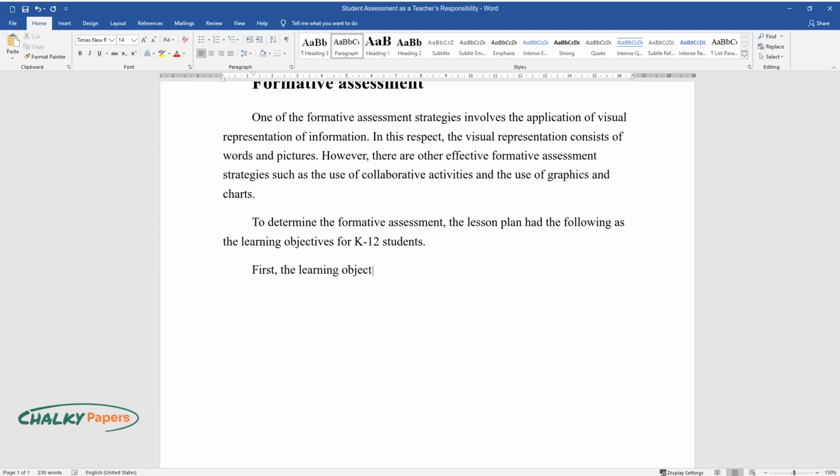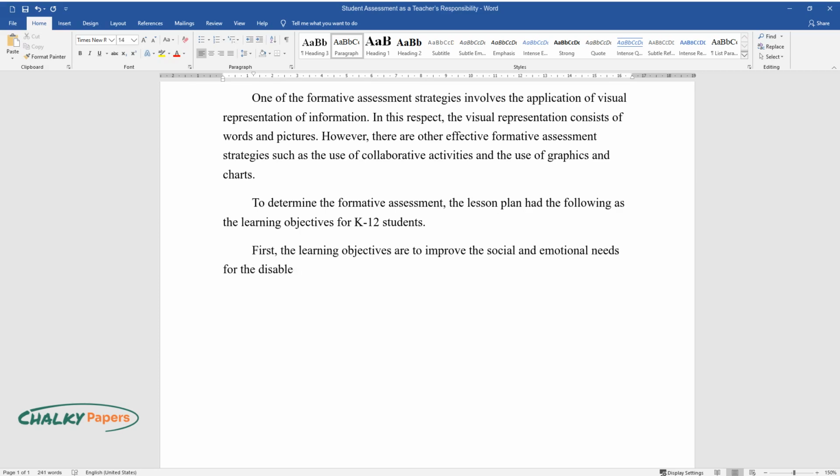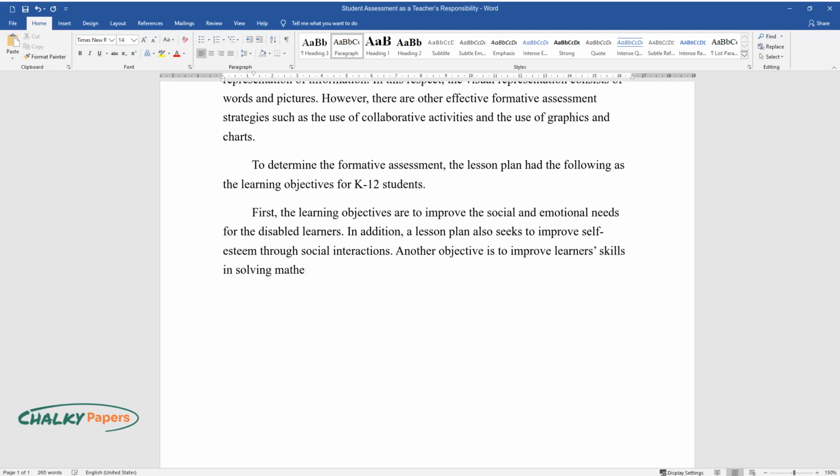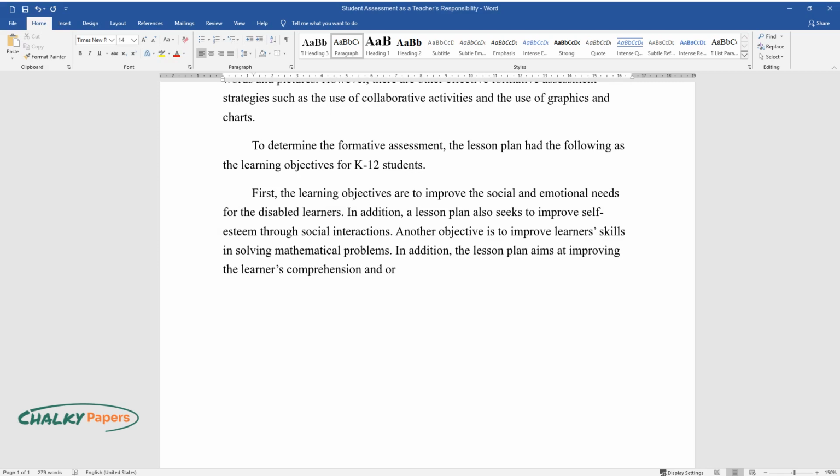First, the learning objectives are to improve the social and emotional needs for the disabled learners. In addition, a lesson plan also seeks to improve self-esteem through social interactions. Another objective is to improve learners' skills in solving mathematical problems. In addition, the lesson plan aims at improving the learner's comprehension and oral reading.